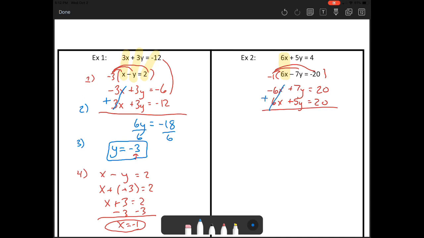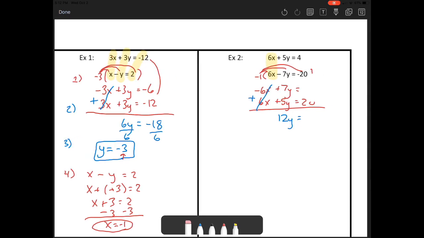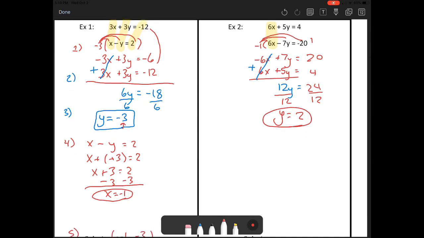So second step, I'm going to add these two together, and I get that canceled. Then I get 12y equals, apologize for the mistake, that needs to be a 4 on the second one. So I have 20 and 4, and that's going to give me 24. So then I'm going to do my third step and divide by 12, and I get y equals 2. So then my 2 is going to plug back into one of the equations. So this is my fourth step.